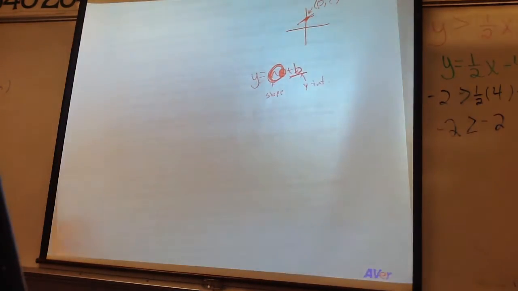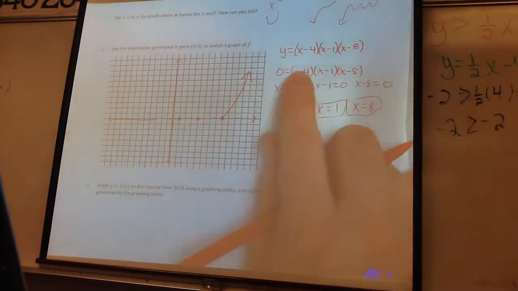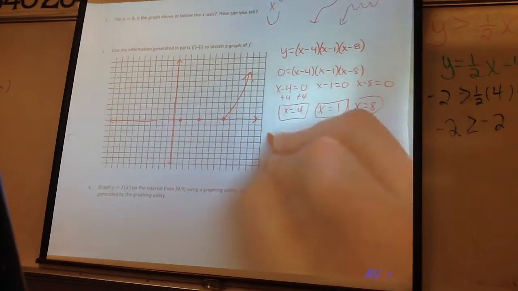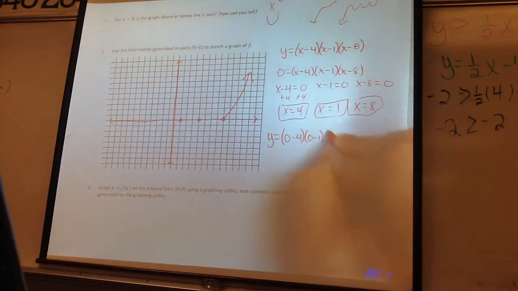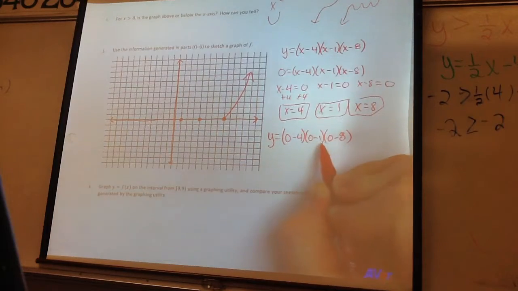Couldn't we just do, if y equals x minus 4 times x minus 1 times x minus 8, you just let x equal 0 and you'll figure out the y-intercept. So that would be 0 minus 4 times 0 minus 1 times 0 minus 8. So basically we got negative 4 times negative 1, which is 4, times negative 8 would be negative 32.